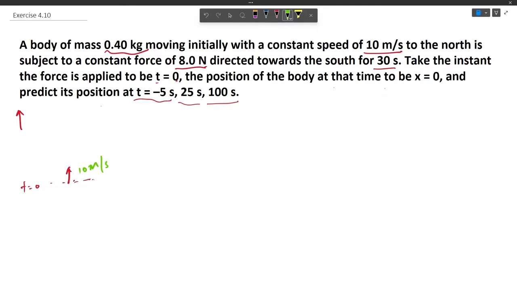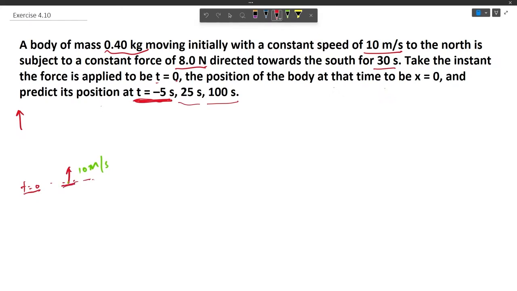Now at this instant t equals 0, a force of magnitude 8 Newton is directed towards south, that is in the negative direction, or the direction opposite to that of the motion of the body. So we have to find at first the position at t equals -5 seconds. -5 here refers to 5 seconds before time t equals 0. Since the force is applied at t equals 0, we can assume that before t equals 0, the body would be traveling with a constant speed of 10 meters per second.